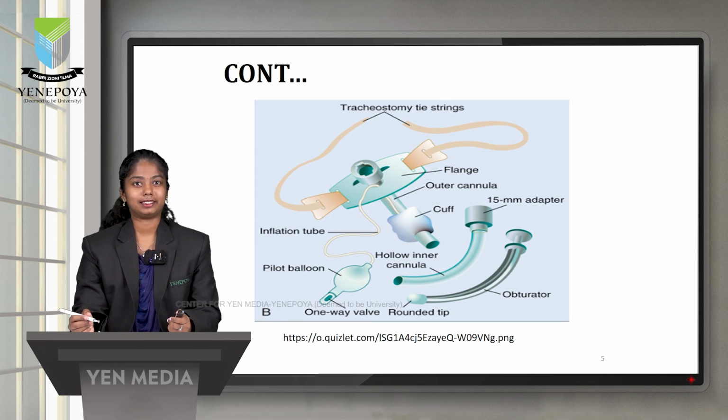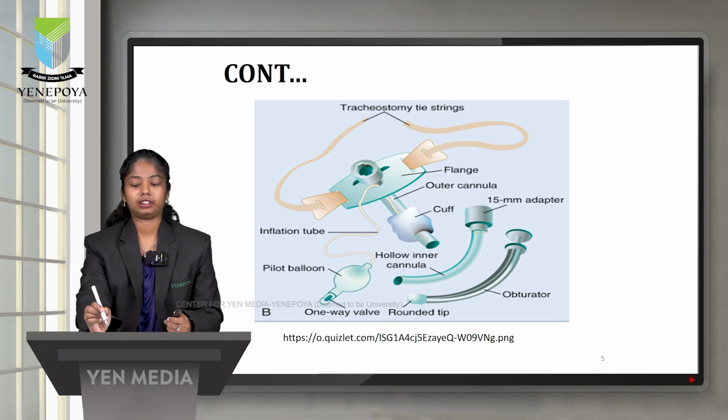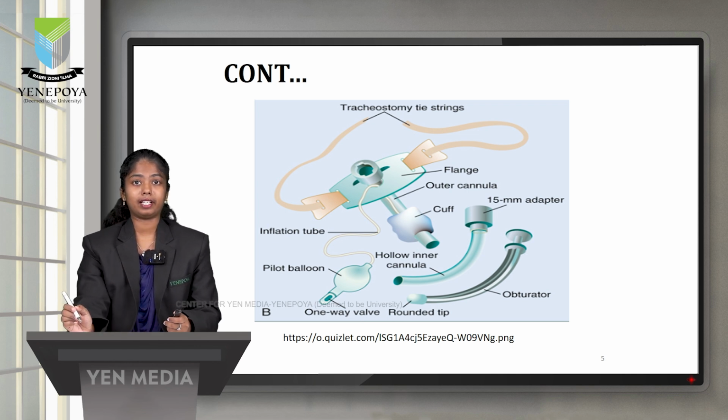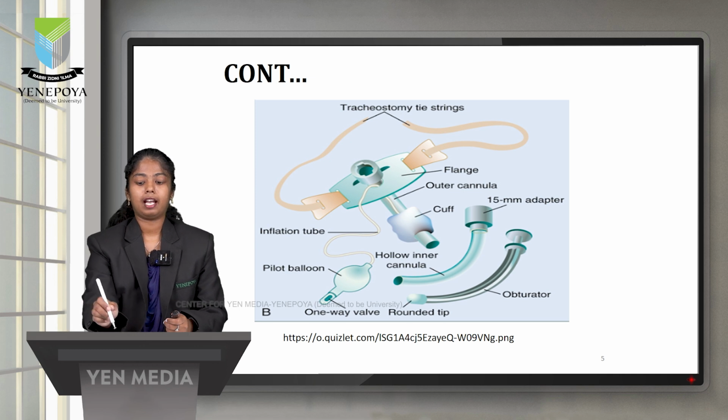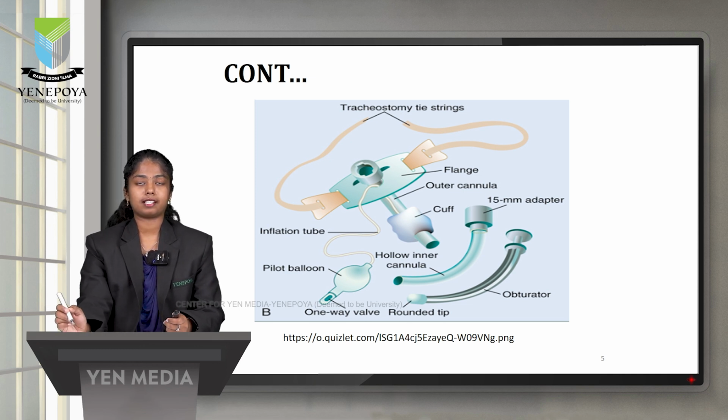The outer cannula consists of a pilot balloon. The pilot balloon is used for inflation and deflation of the cuff. It can provide a visual indication for the cuff to prevent overinflation. The inflation tube is for inflating the tracheal cuff. The cuff is to secure the airway to prevent aspiration, and the flange. The flange is used to secure the tracheal tube and prevent the misplacement of the tube, and tracheal strings. The tracheal strings are used to prevent the migration of the tube.